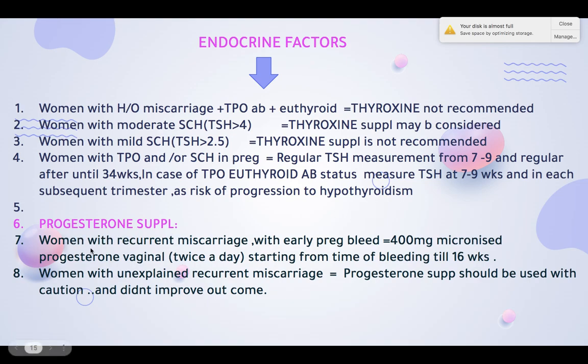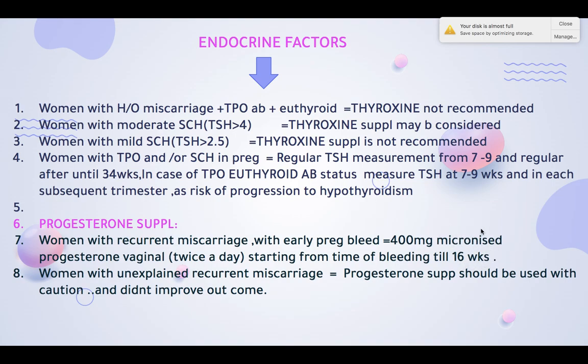Progesterone supplementation. For women with recurrent miscarriage with early pregnancy bleed, you are going to choose 400 milligram micronized progesterone, and remember that this is a vaginal route. The recommendation of the guideline is the vaginal route, right? And this is 400 milligram twice daily, 2 times a day, starting from the time of bleeding, like she came to you at 12 weeks or 10 weeks. So starting from the time of bleeding until 16 weeks of gestation, you will continue this micronized progesterone. This is a single best answer question, friends.